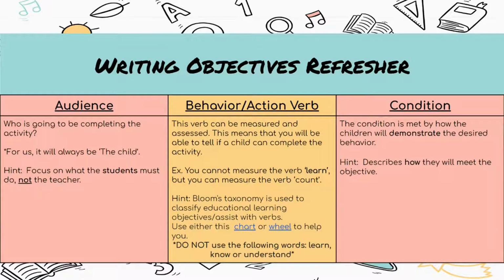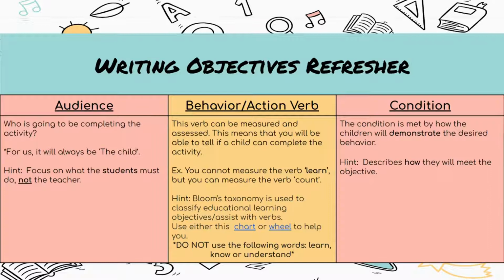Just to refresh, a learning objective has 3 parts, and without the 3 parts, it is not an effective or proper learning objective for your lesson plans. So the first portion of the learning objective is your audience. Who is going to be completing the activity? In preschool and in Education Academy, it's usually the child or the student. So this is the very, very first part. This is the stem of your learning objective that never changes.